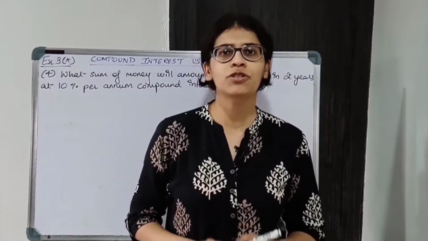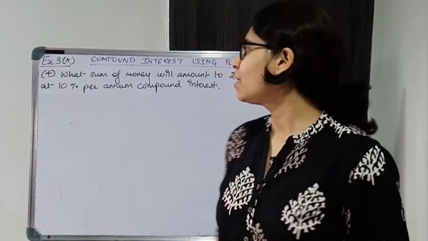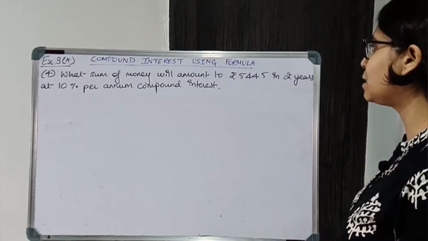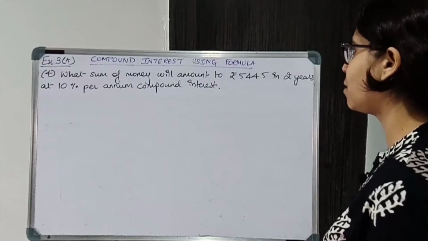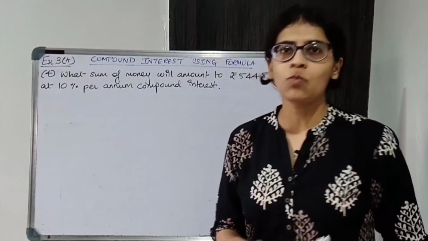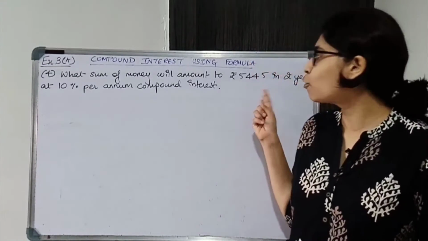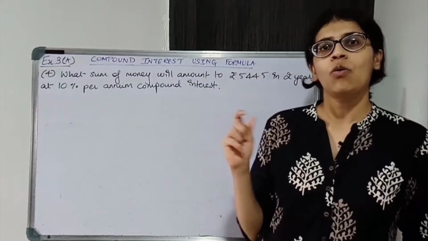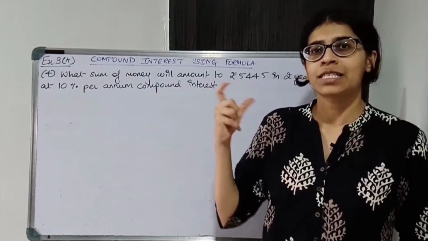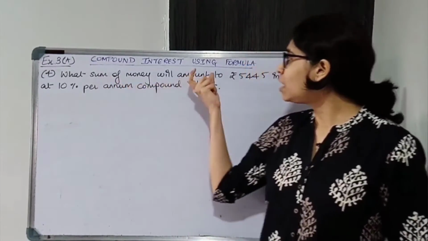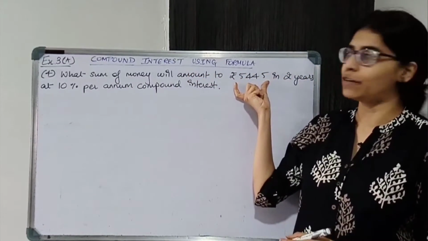Let's read the next question. Question number 4. What sum of money will amount to rupees 5445 in 2 years at 10% per annum compound interest? Read the question carefully. What sum of money will amount to rupees 5445? So what sum of money? Sum of money means principal, okay. So what principal will amount to rupees 5445?